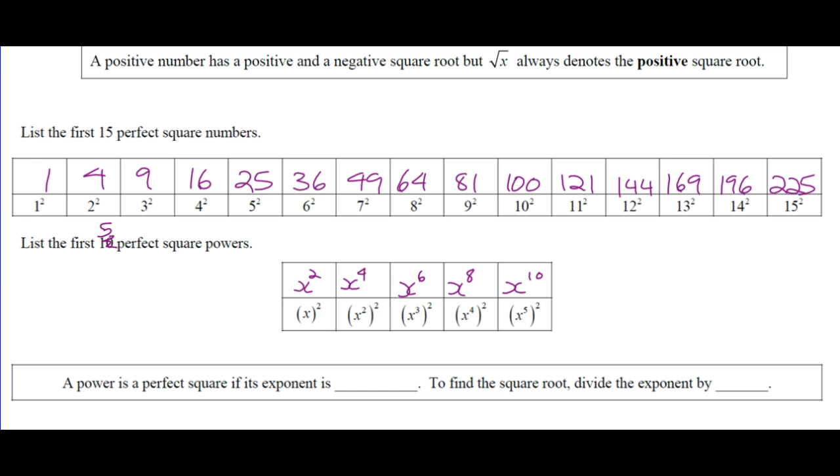So now we know that x squared has a square root, because we just squared x to get x squared. We know that x to the 4th has a square root. x to the 6th has a square root, right? What's the square root of x to the 6th? x cubed, right?